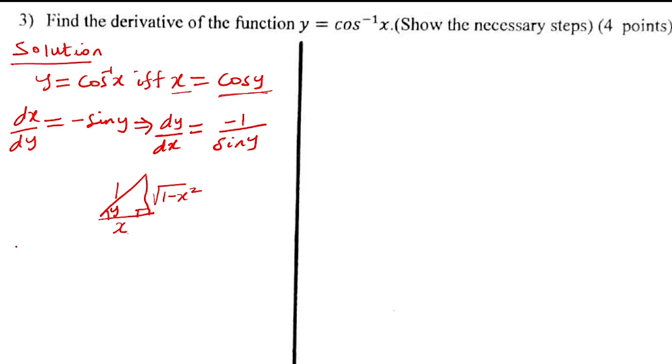Now what's dy by dx? dy by dx is equal to minus 1 over sine y. The angle is y, sine y is opposite over hypotenuse, so the opposite is square root of 1 minus x squared. So the derivative of cos inverse of x is minus 1 over square root of 1 minus x squared. That's the answer. The next problem.